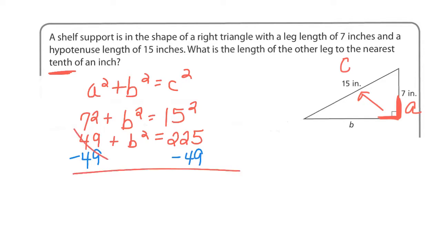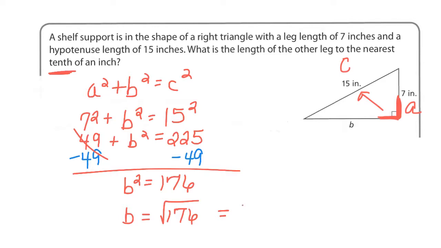Those cancel. That was my purpose of doing the inverse operation, to cancel those. B squared equals 225 minus 49, 176. And to go from b squared to b, I take the square root. And my directions ask me to round to the nearest tenth. So I know that this is not a perfect square.